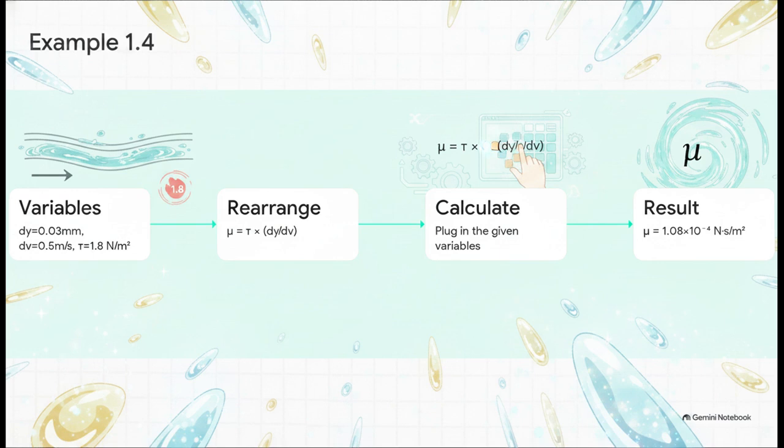So we rearrange our formula to solve for mu, shear stress multiplied by dy over dv. Plugging in our known values, we calculate a dynamic viscosity of 1.08 times 10 to the -4 newton seconds per square meter. What does this tell us? Well, in this scenario, we discover that such a remarkably small dynamic viscosity value means we are dealing with a very thin, highly active fluid, most likely a light mechanical oil or even just water.